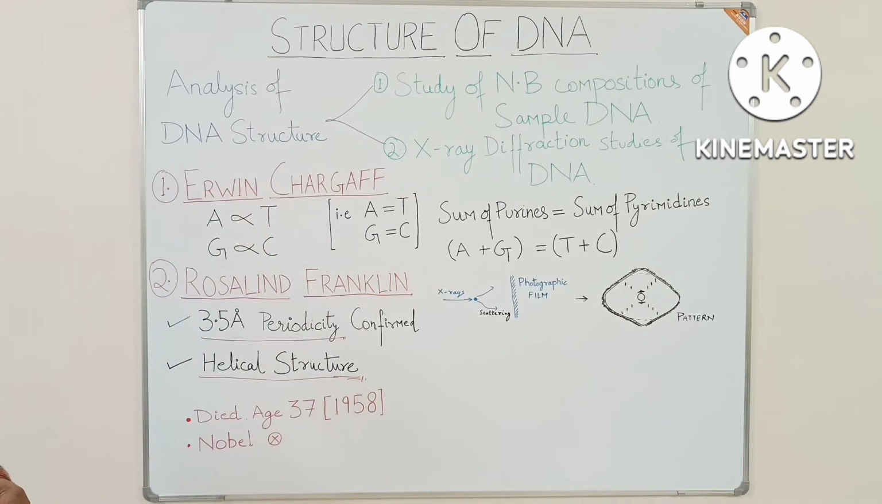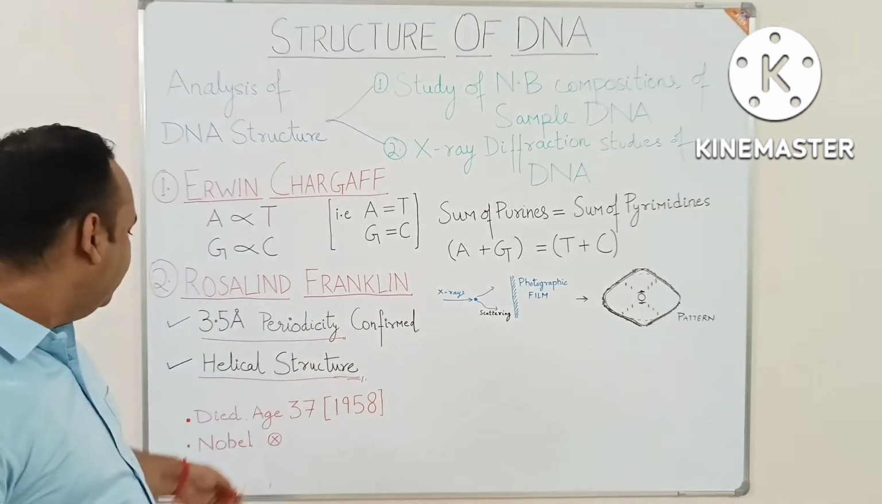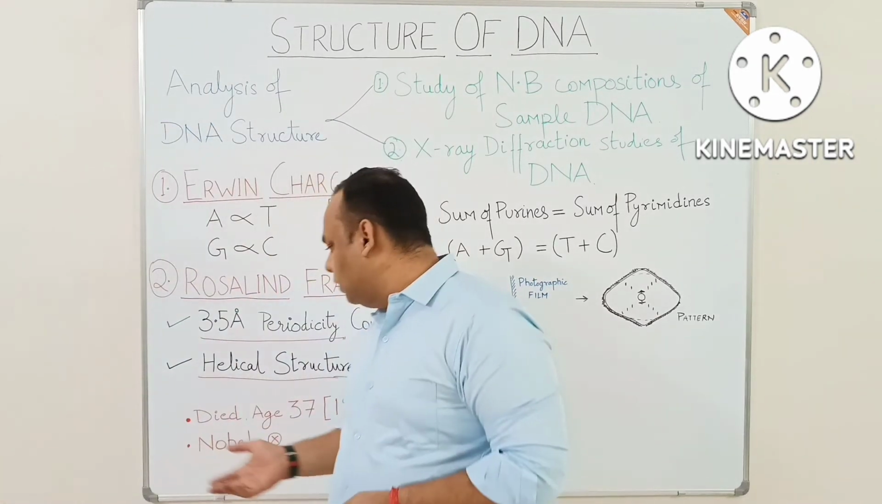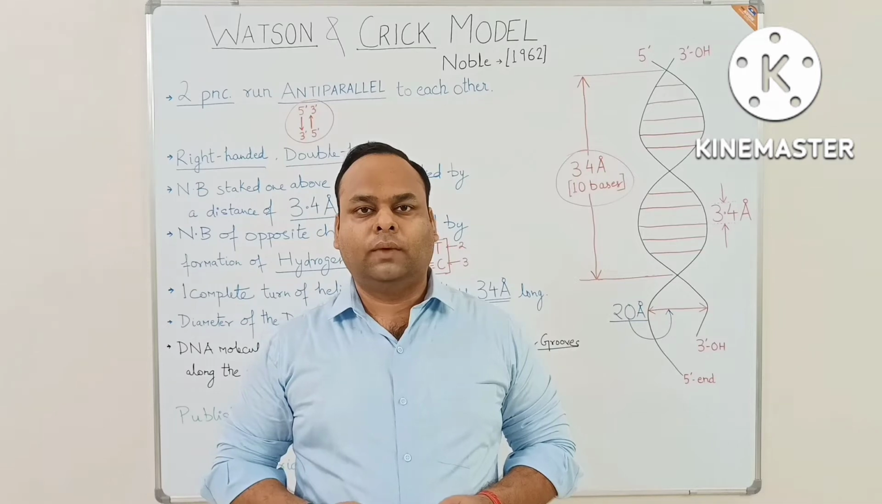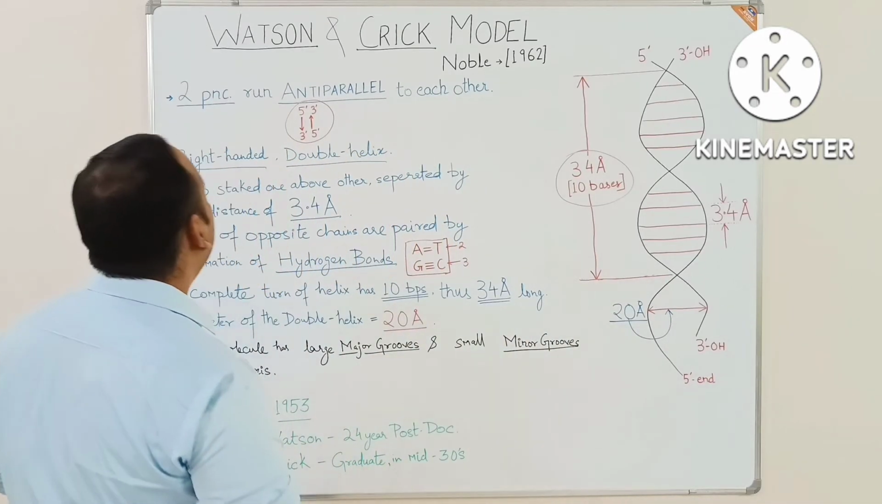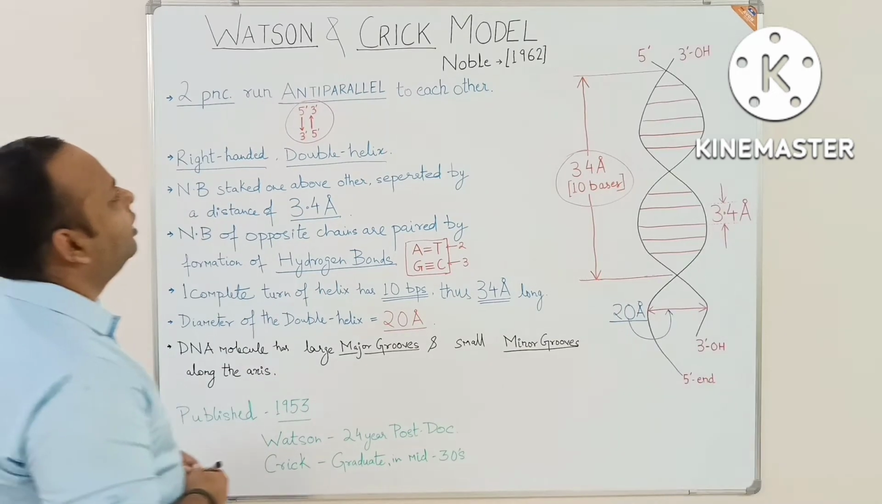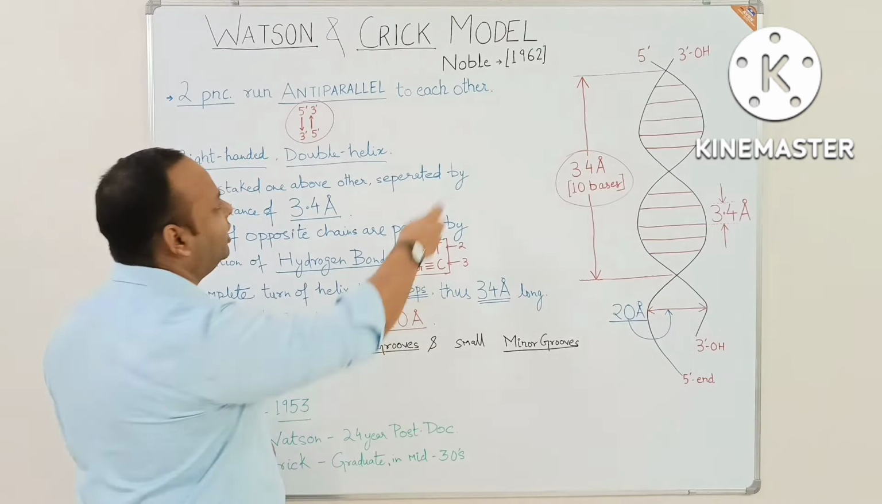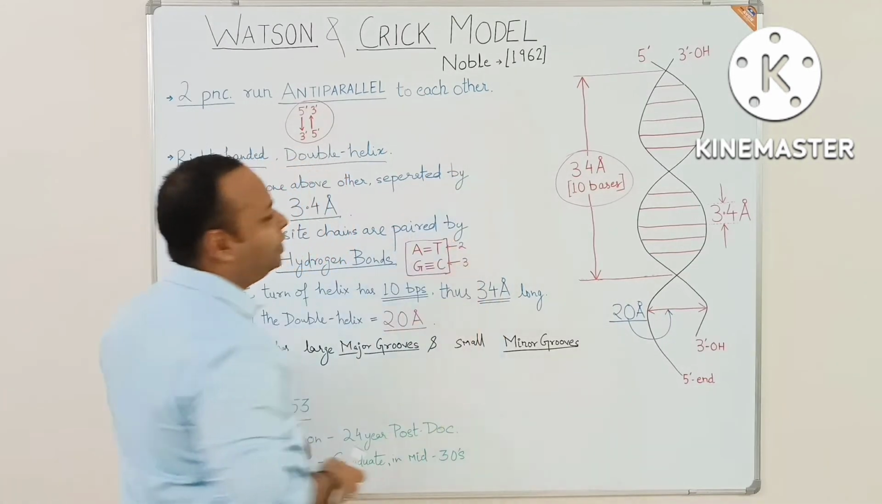Unfortunately, Rosalind Franklin died in 1958 at the age of 37, and since the Nobel is not given posthumously, finally, let's begin with the Watson and Crick model. The DNA double helix model was published in 1953, for which Watson and Crick received the Nobel in the year 1962.